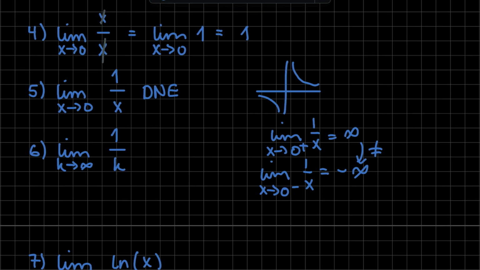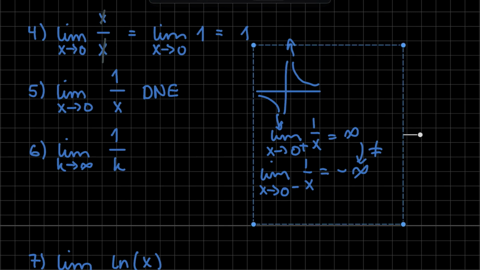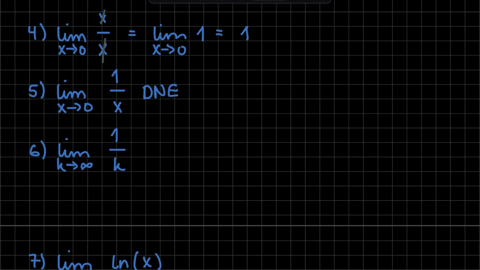One converges to infinity over here, and the other just goes to negative infinity. So the overall limit doesn't exist.